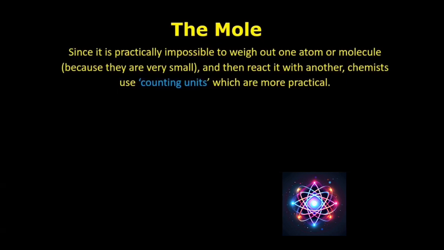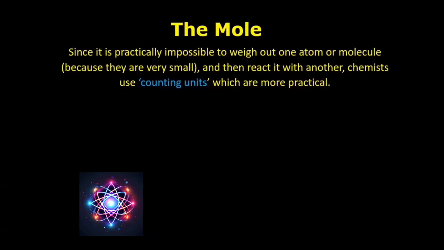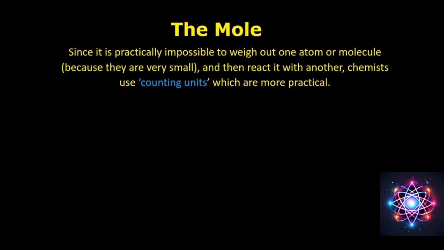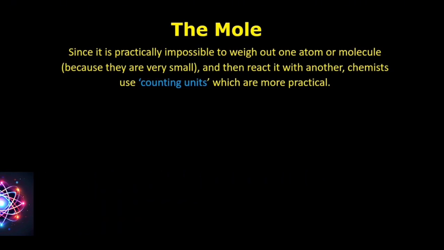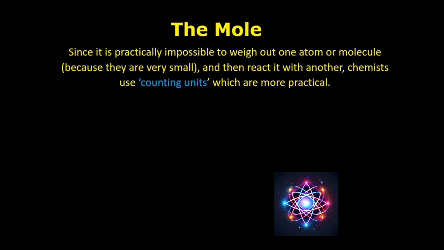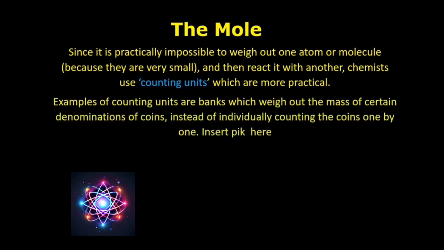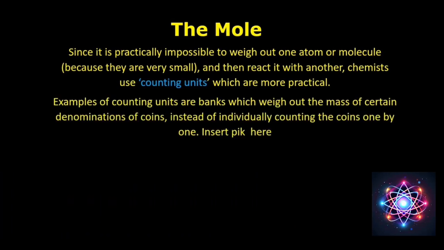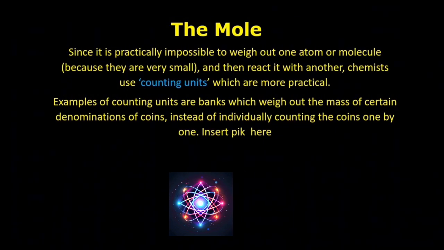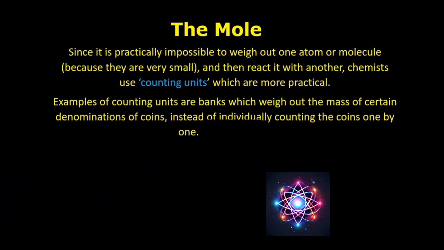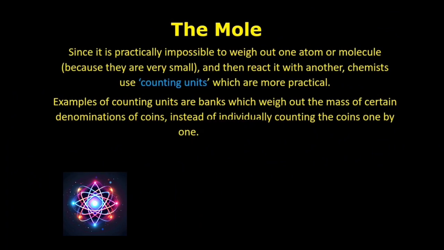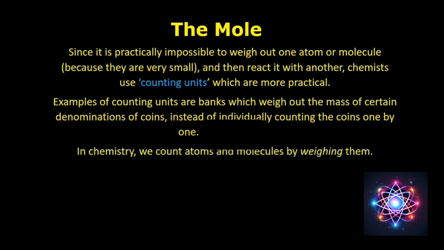Since it is practically impossible to weigh out one atom or molecule, because obviously they are very small, and then react it with another one, chemists use counting units which are more practical. Examples of counting units are banks, which weigh out the mass of certain denominations of coins instead of actually counting the coins one by one.